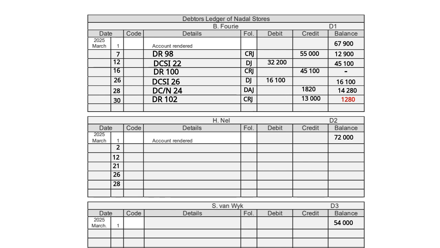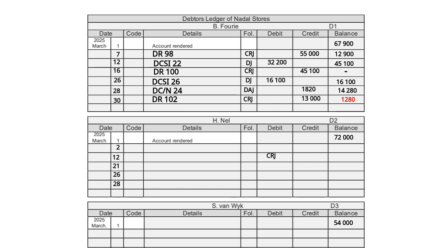Let's continue now with our second debtor, which is HNL, debtor 2. HNL starts with an opening balance of 72,000, and then if you quickly scan every time where you read Nell's name, it will be on the 2nd, the 12th, the 21st, the 26th, and the 28th. On the 2nd, it says, receive the outstanding amount from Nell, issue receipt number 97.